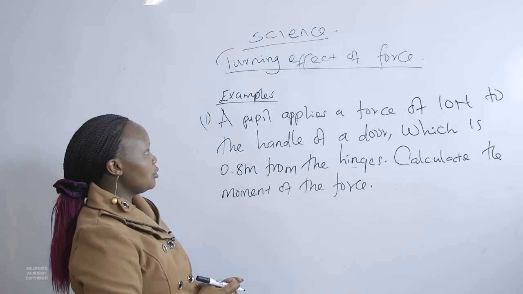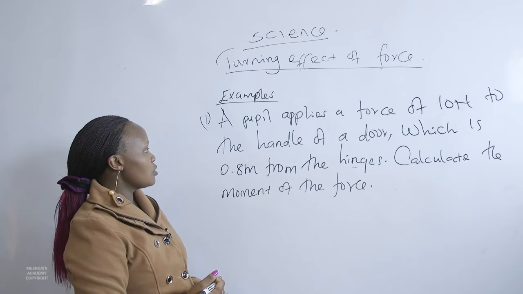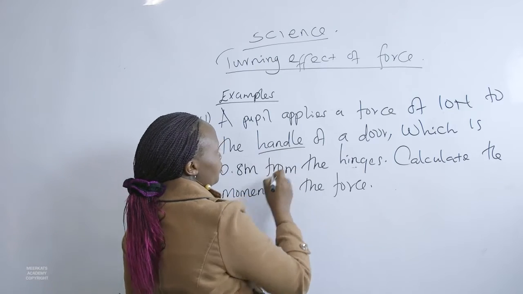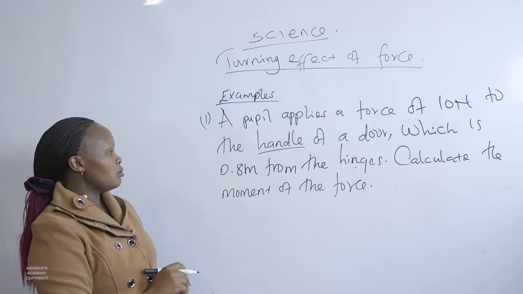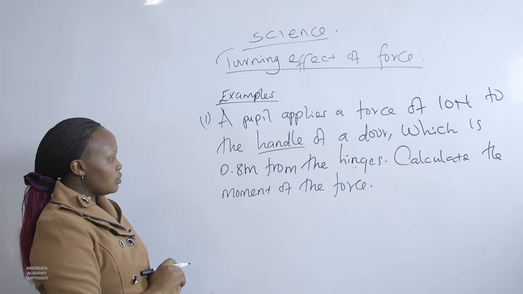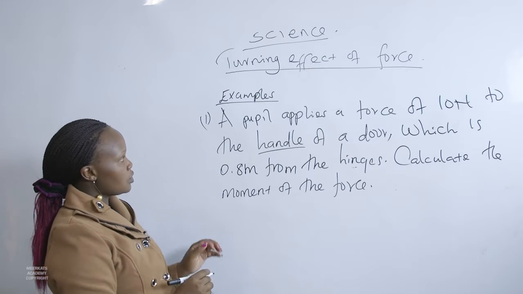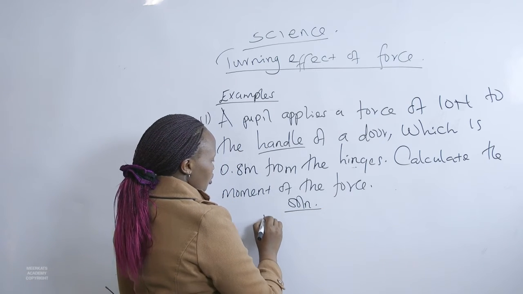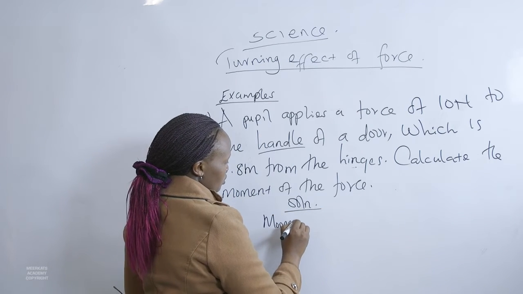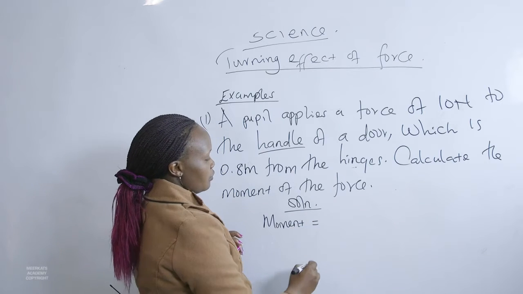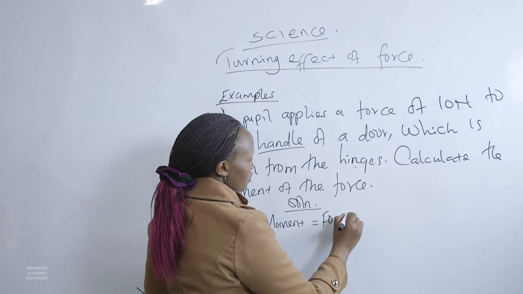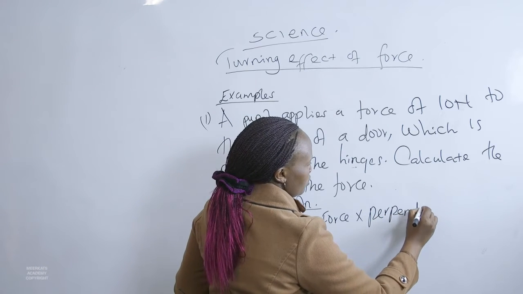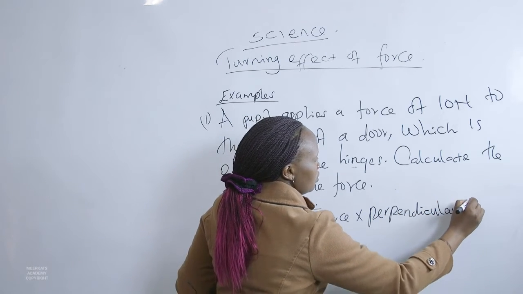Now the question reads, a pupil applies a force of 10 newtons to the handles of a door, which is 0.8 meters from the hinges. Calculate the moment of the force. Now we have said that moment is given by force multiplied by perpendicular distance.